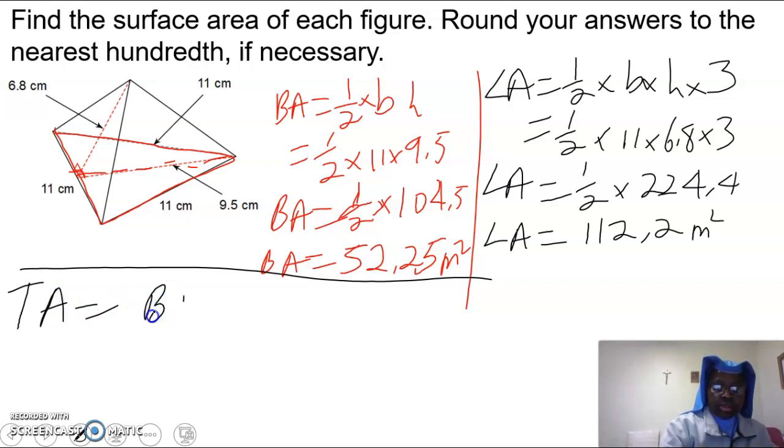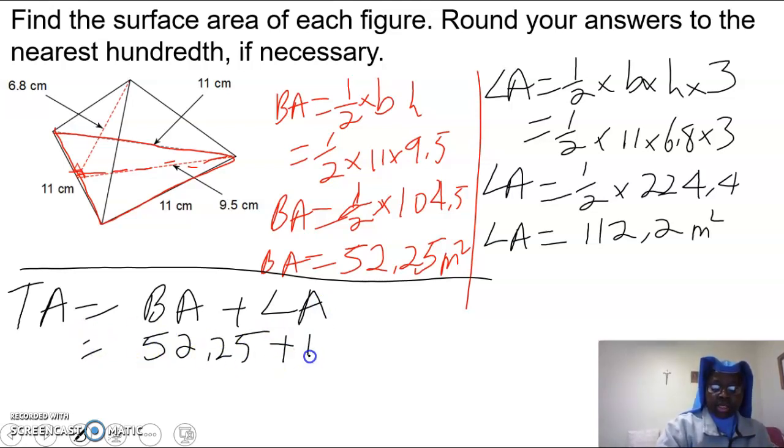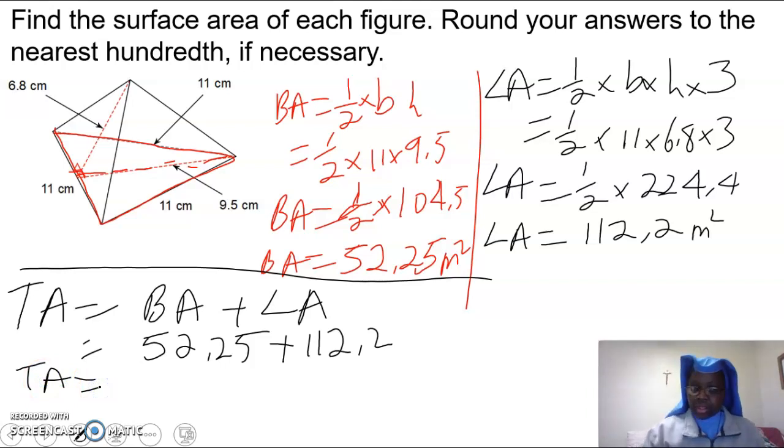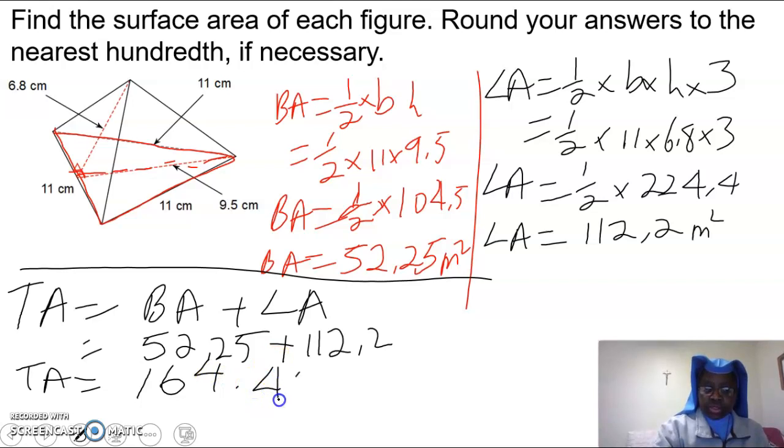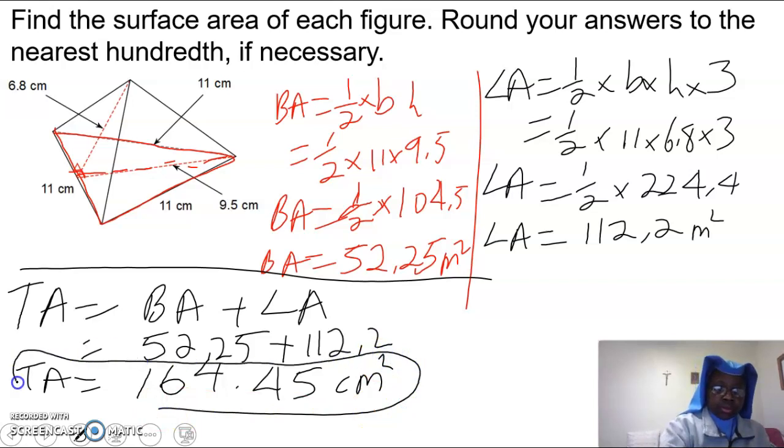Total area is going to be the base area plus the lateral area, which is 52.25 plus 112.2. Okay, that's 164.45. We are asked to round to the nearest hundredth, so that's good. Okay, looking good.